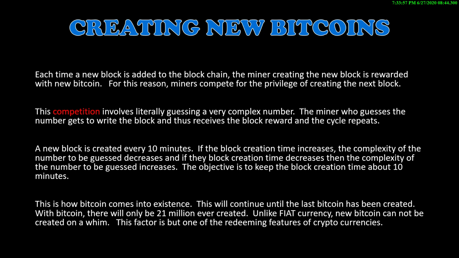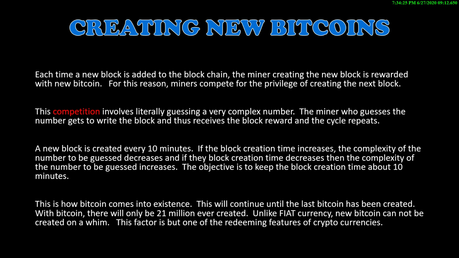If the block creation time increases, the complexity of the number to be guessed will decrease, and if the block creation time decreases, then the complexity of the number to be guessed increases. The objective is to keep the block creation time about 10 minutes. This is how Bitcoin comes into existence.